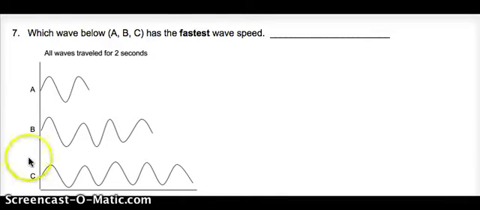Question 7 asks you to look at 3 waves, A, B, or C. It says which wave below, A, B, or C, has the fastest wave speed. So which wave is the fastest, A, B, or C? Write your answer here. Double check your answer for question 7.